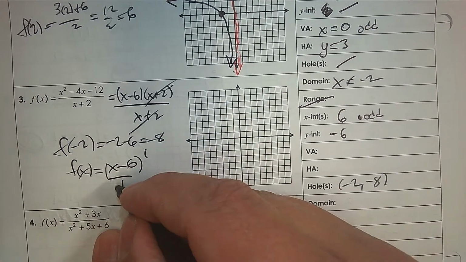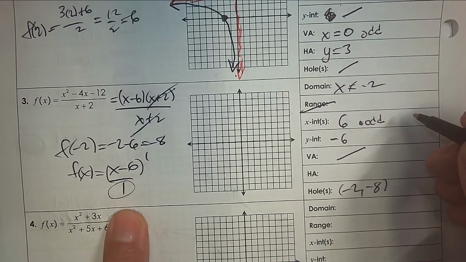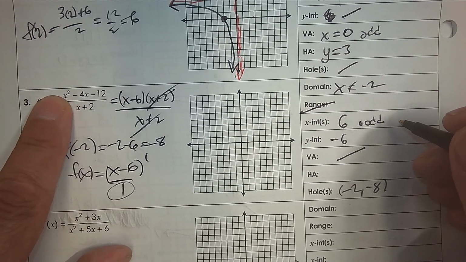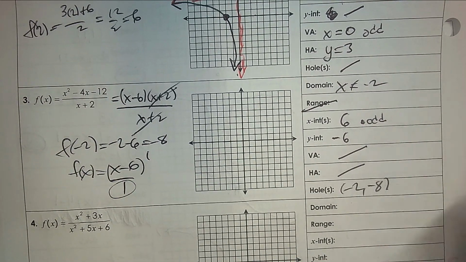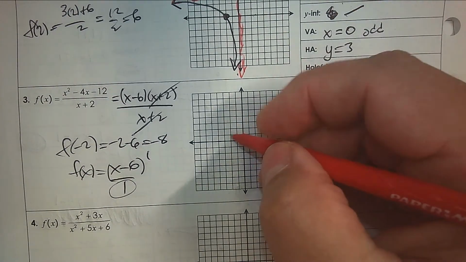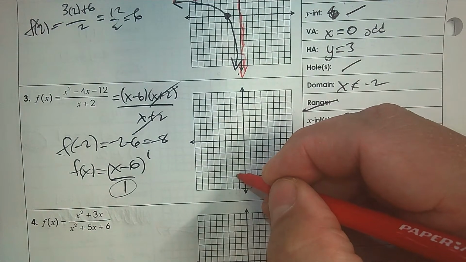There's a 1 on the bottom, so there's no vertical asymptote. Nothing makes the bottom 0, because it'll always be 1. And the top is more powerful than the bottom, so that means there's no horizontal asymptote. So I have a hole at negative 2 and negative 8, which is right at the bottom.